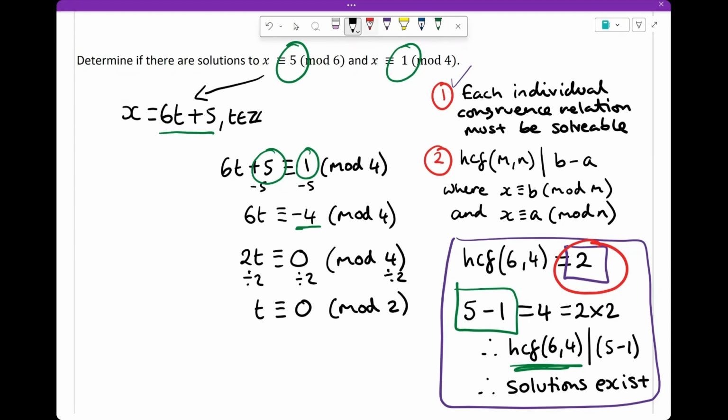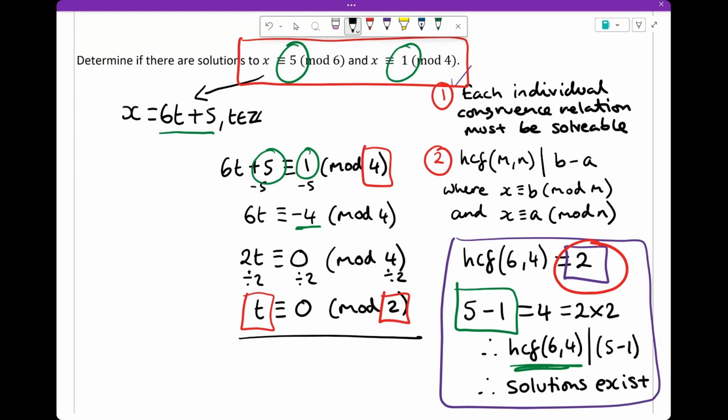Now, usually what we try and do is give our solutions for t in terms of the original mod, which was 4. However, because we're trying to solve simultaneous congruences, the mod here isn't that important because remember, we're trying to solve this pair of congruence relations up here. So what I'm going to do next is try and convert this congruence relation here into an equation for t.